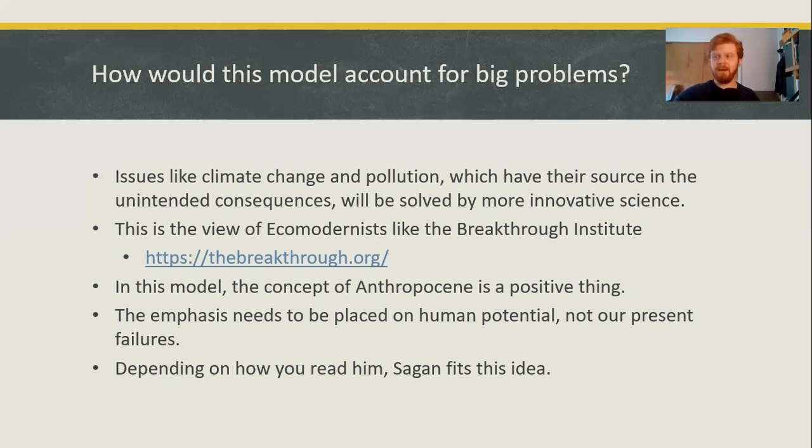Putting the hat back on, the Breakthrough Institute would say that what we have to do is, human progress is like a rocket taking off into space. And yeah, things are getting hot because we're approaching the atmosphere. And what do we need to do? We don't need to turn the ship around and crash and burn. We need to break through the atmosphere and then keep going into space. That's what they would say. And so in this model, something like the Anthropocene is seen as a positive.